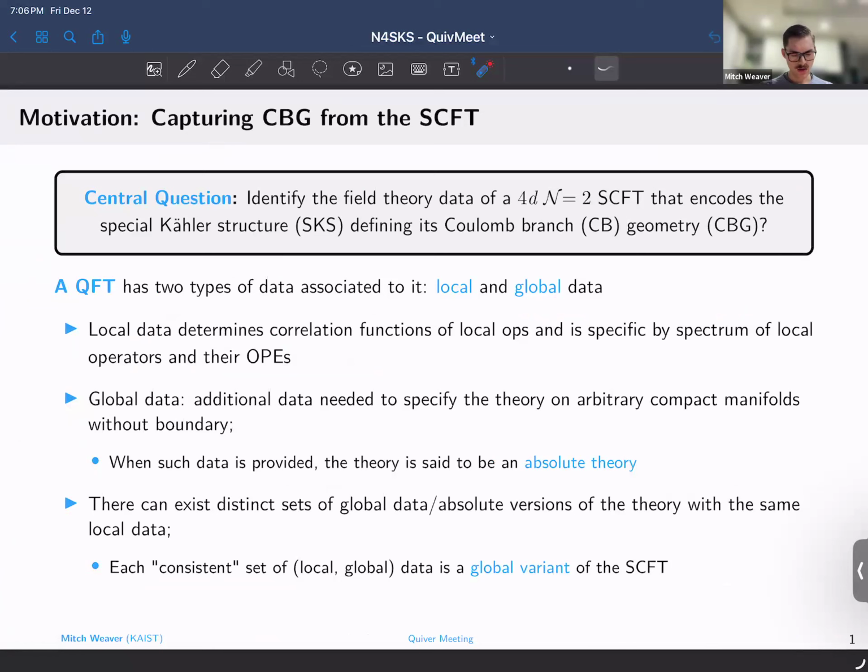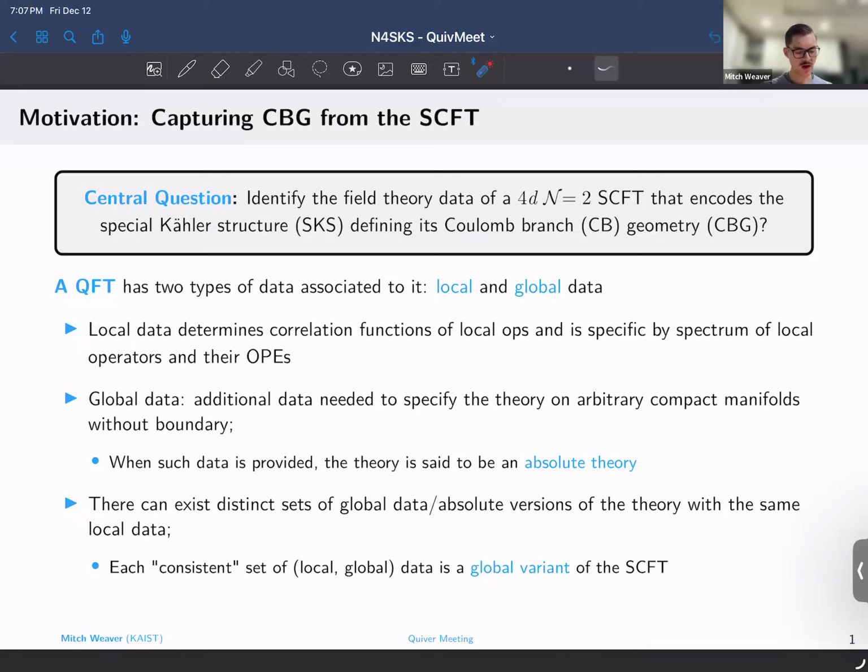So okay, I want to continue reviewing a couple key ingredients here. Something we've come to understand in the past, I don't know, a little more than a decade or so, is that a quantum field theory has two types of data associated to it, and we can categorize these as local and global data, respectively, where this local data is really what determines the correlation functions of local operators.